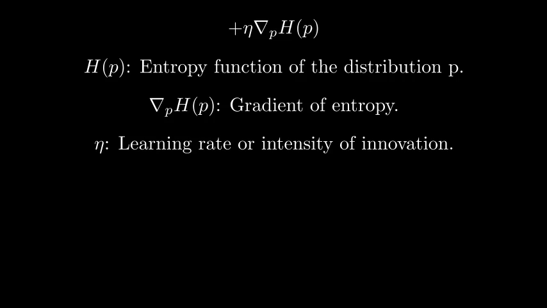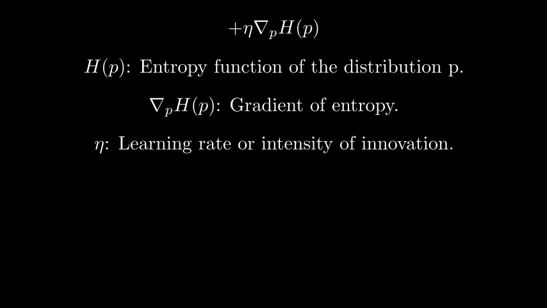Finally, we have the Greek letter eta. This is a small positive constant known as the learning rate or the intensity of innovation. It controls the strength of this random exploration. A higher eta means the market is more willing to explore new random strategies. A lower eta means the market relies more heavily on the proven performance of existing strategies. It's the knob that tunes the balance between exploitation of known good strategies and exploration for new ones.